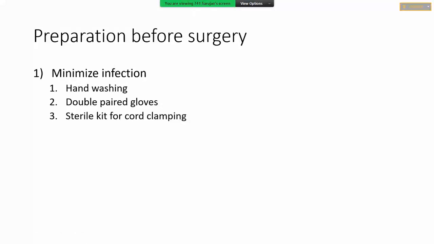Before the delivery, we have to make sure that we are preventing infection as much as possible. So hand washing, double paired gloves, and a sterile kit for cord clamping. Cord clamping means we now use the plastic cord clamp, nothing else. According to our guideline, nothing else can be used. We know the pink or blue colored plastic cord clamp; that is the only thing we can use. Nothing else can be used to clamp the cord for the child. Okay.